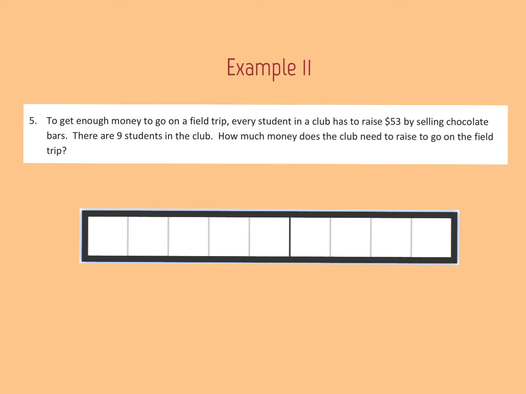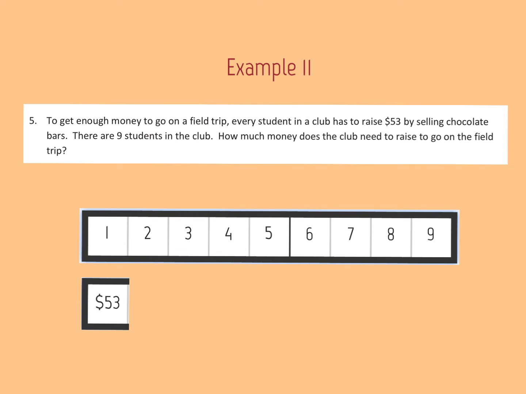It says, to get enough money to go on a field trip, every student in the club has to raise $53 by selling chocolate bars. There are 9 students in the club. How much money does the club need to raise to go on the field trip? So we now know that there are 9 students, and with our strip diagram, we can make 9 boxes for each student. So 1, 2, 3, 4, 5, 6, 7, 8, and 9 students. We know that each student needs $53, so one box is worth $53.